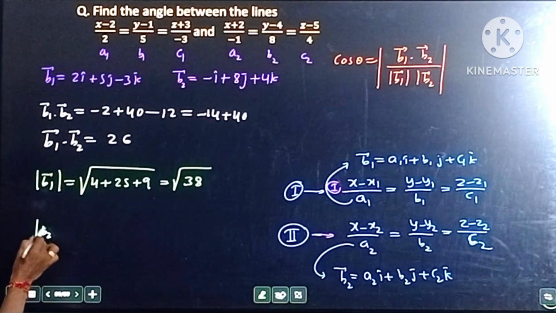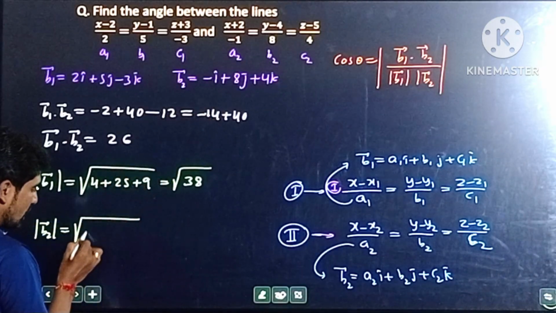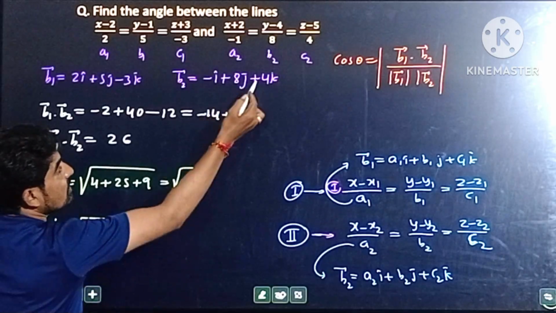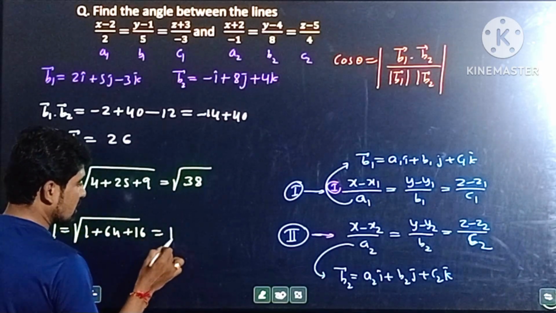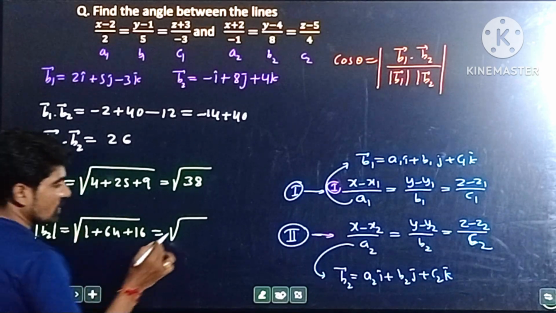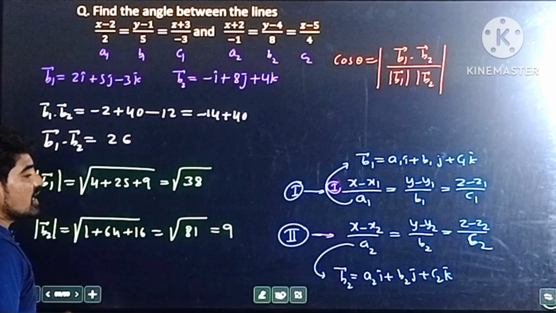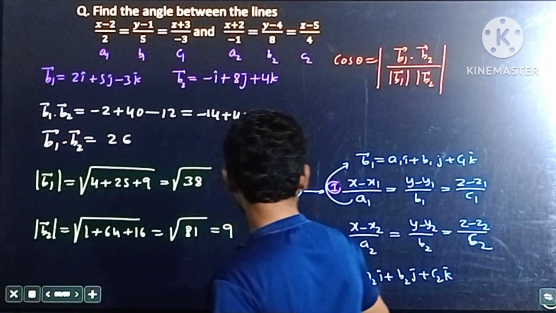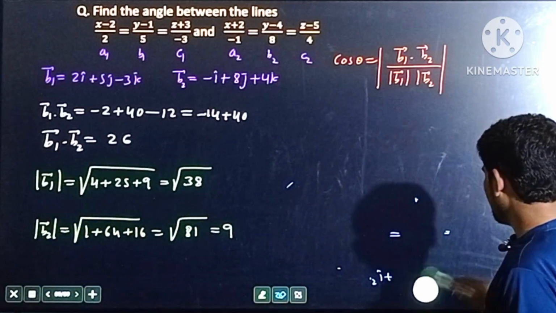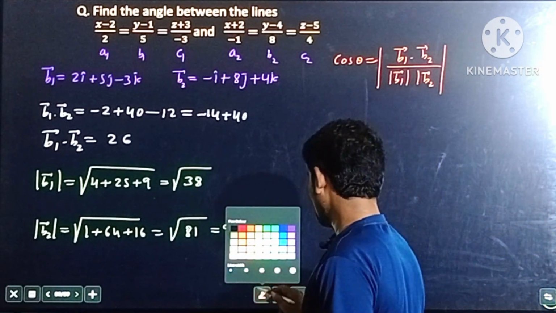Similarly, the magnitude of B2 vector is equal to the square root of (-1) square 1 plus 8 square 64 plus 4 square 16, which is equal to the square root of 64 plus 16 is 80, 80 plus 1 is 81, and the square root of 81 is 9. So we got the required values: B1 vector dot B2 vector, magnitude of B1 vector and magnitude of B2 vector. Now substitute these three values in the formula.